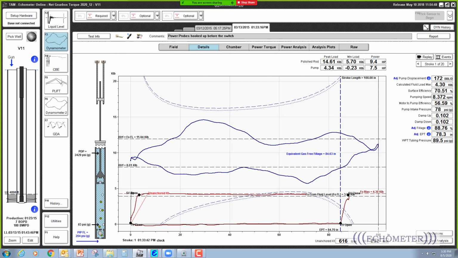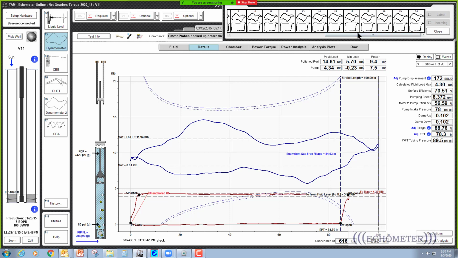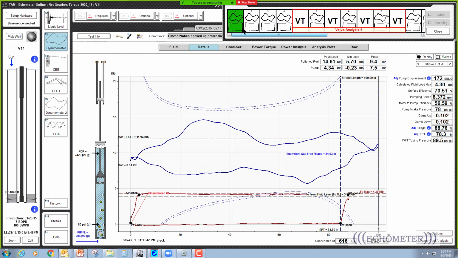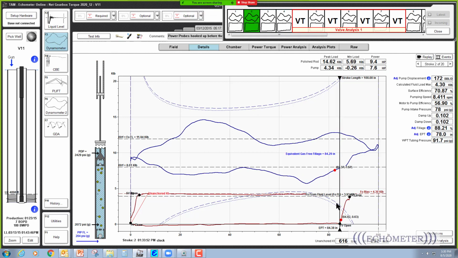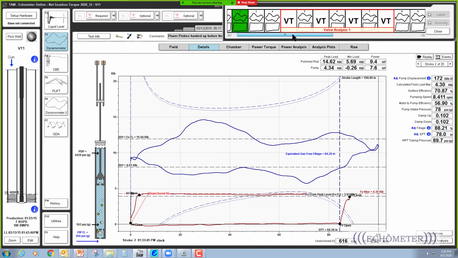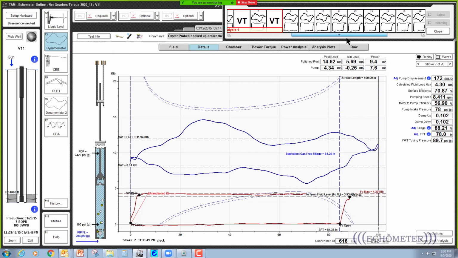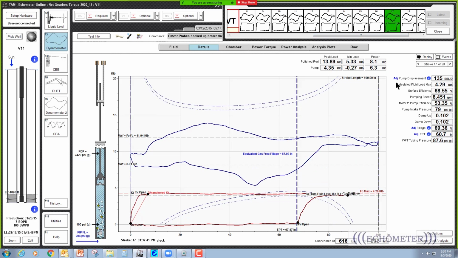So if I look at the event viewer right here, I can go to the very first part of the test and see that stroke number 2 is a full dynamometer card. And if I scroll over to the right and go to stroke number 17, I can see stroke number 17 has an incomplete pump fillage. And so why does that matter? Well, let me show you why.